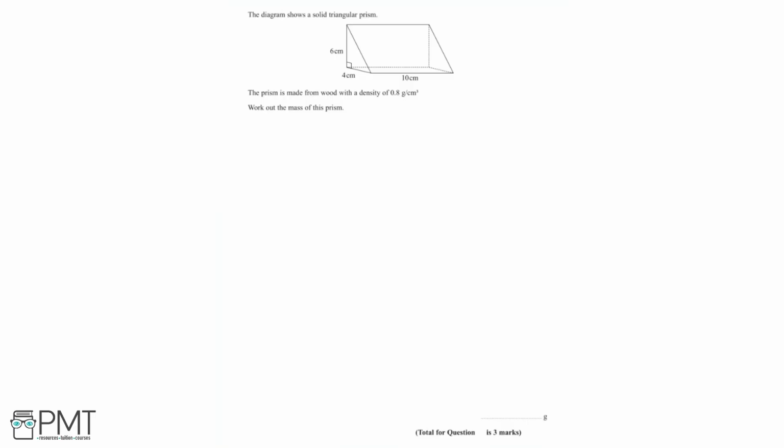In this question, we're given a diagram which shows a solid triangular prism. Now the prism is made from wood with a density of 0.8 grams per centimetre cubed, and we need to work out the mass of this prism. The first thing that we need to know is the formula to find the density. And we know that the density is equal to the mass divided by the volume.